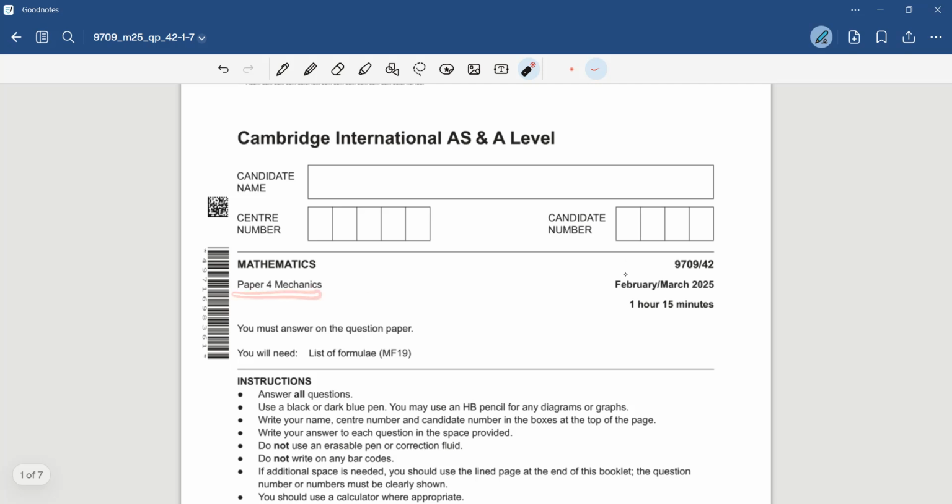Mechanics, Paper 4, February March 2025. So let's go into question number 1.